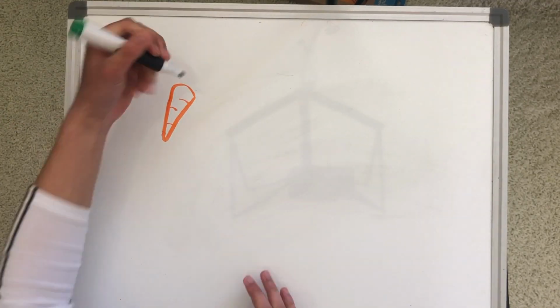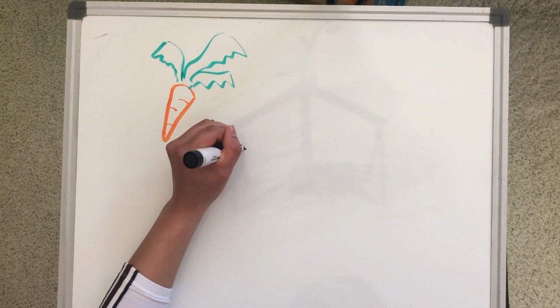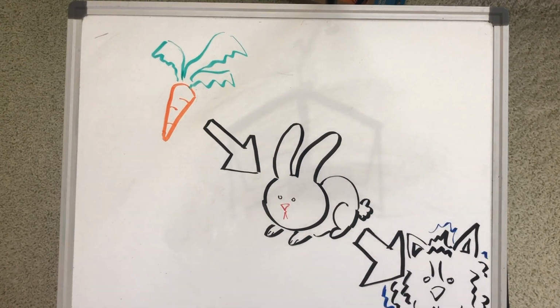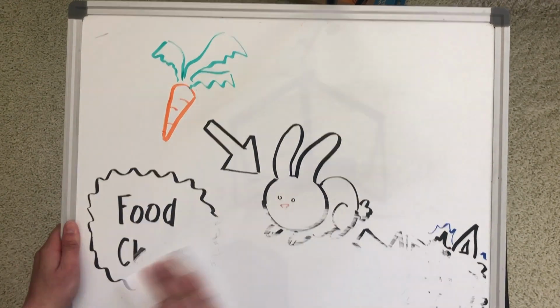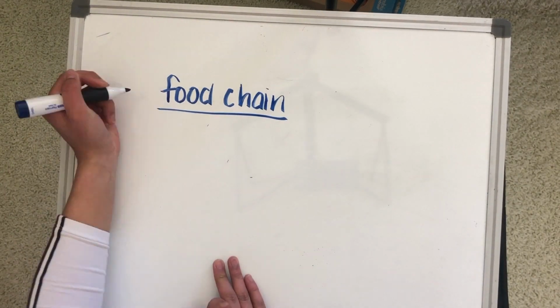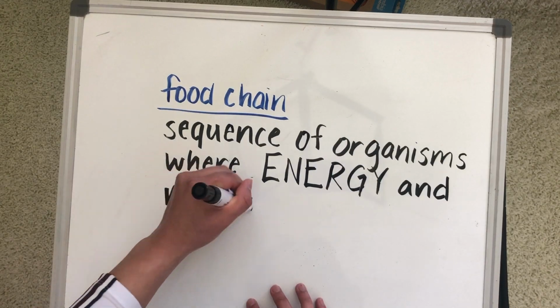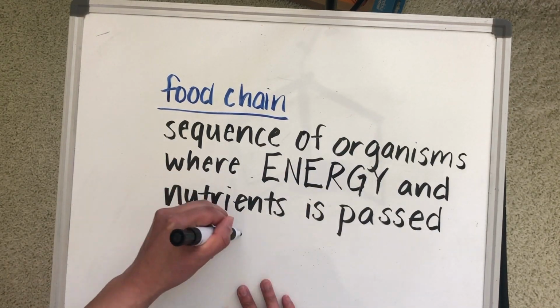Let's say we have this carrot, which is then eaten by this lovely rabbit, who's then eaten by a wolf. This is an example of a food chain. The definition of a food chain is a sequence of organisms where energy and nutrients are passed on as one organism eats another.